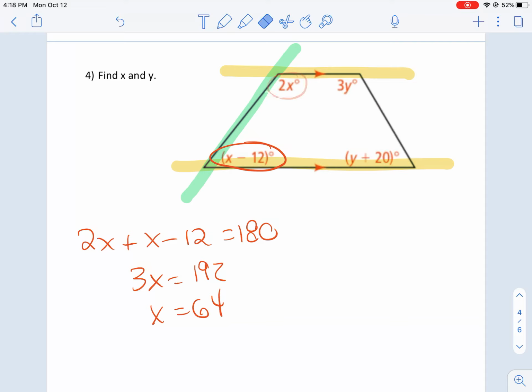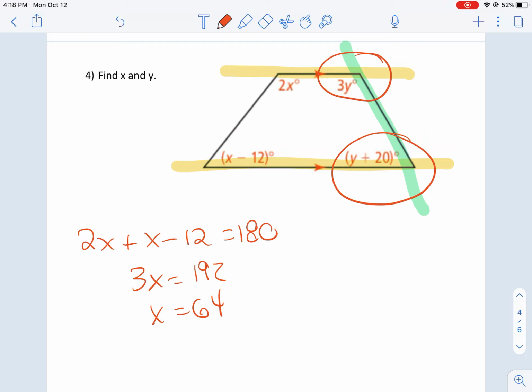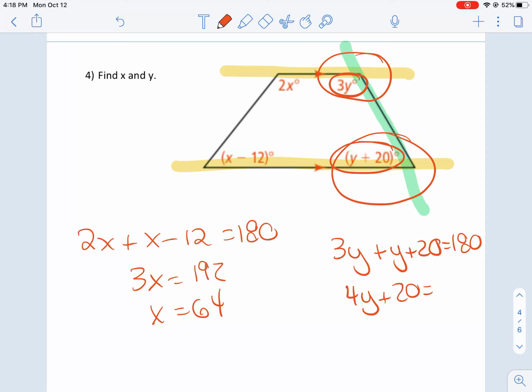All right, now I want to solve for y. I still only have one set of parallel lines, so those are going to stay the same, but now I'm going to try the other transversal because that will connect these angles to these angles. Again, 3y and y plus 20 are inside the parallel lines. They are on the same side of the transversal, which makes them same side interior angles. And we know when lines are parallel, they are supplementary. So this is 4y plus 20 equals 180. 4y equals 160. So y equals 40.